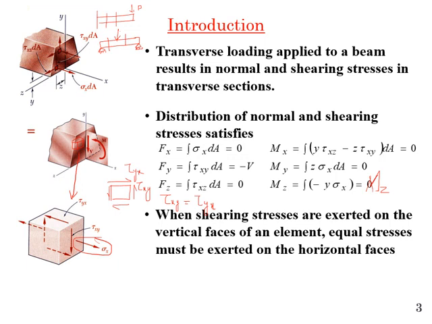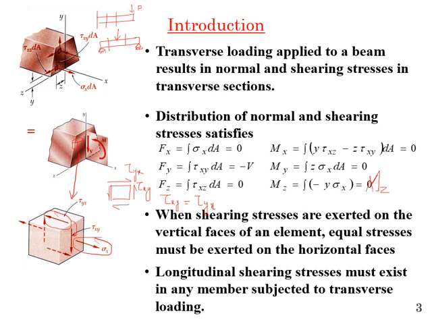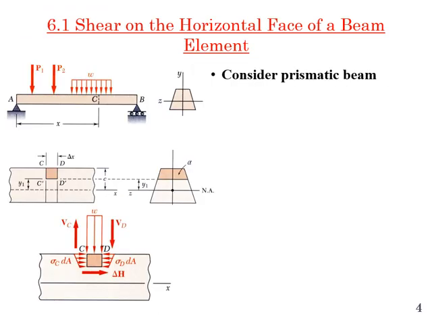So how will we find this? We will find this horizontal component, which is equal to this vertical component, and we will find the value of that vertical component. Longitudinal shear must exist in any member subjected to transverse loading, but that is not the case of pure bending. If you have transverse loading, then you have a shearing stress, both longitudinal shearing stress as well as transverse shearing stress. Now let's consider how to find that stress component.